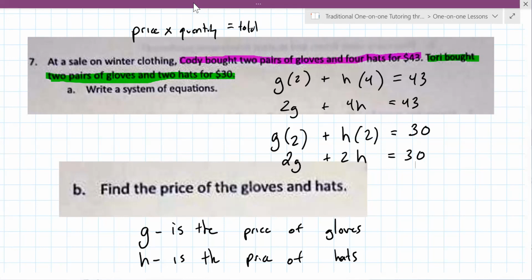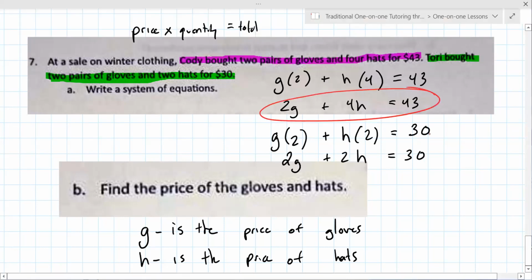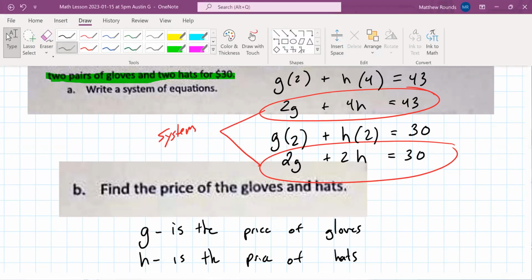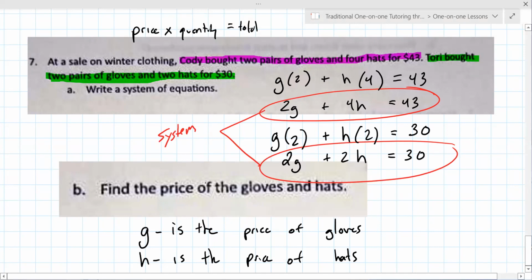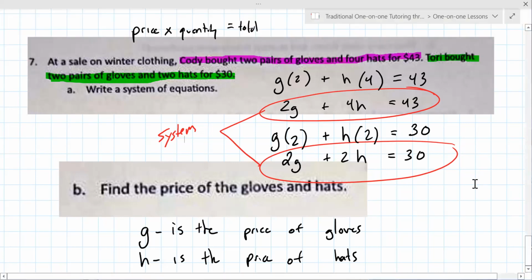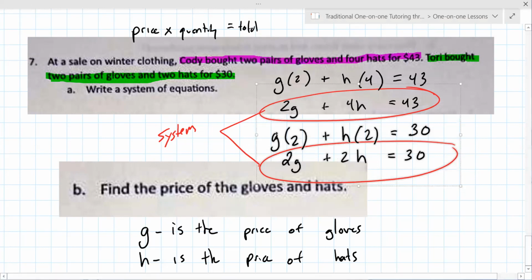So your system of equations, I'll have to grab another color here, is these two lines here. This is your system. Part B is to solve the system. So I'm gonna rewrite it. Let me know when you get this down. I'm gonna need to go down a little bit to solve this.